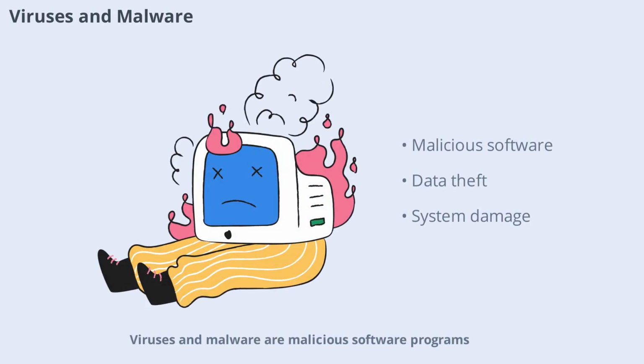Viruses and malware are malicious software programs designed to damage or disrupt your computer systems. They can be spread through email attachments, downloads, or even infected websites. Once inside your device, they can steal data, corrupt files, or even take control of your system. The best defense is to use reliable antivirus software and avoid clicking on suspicious links or downloading unknown files. Up next, we'll discuss phishing attacks and how to spot them.